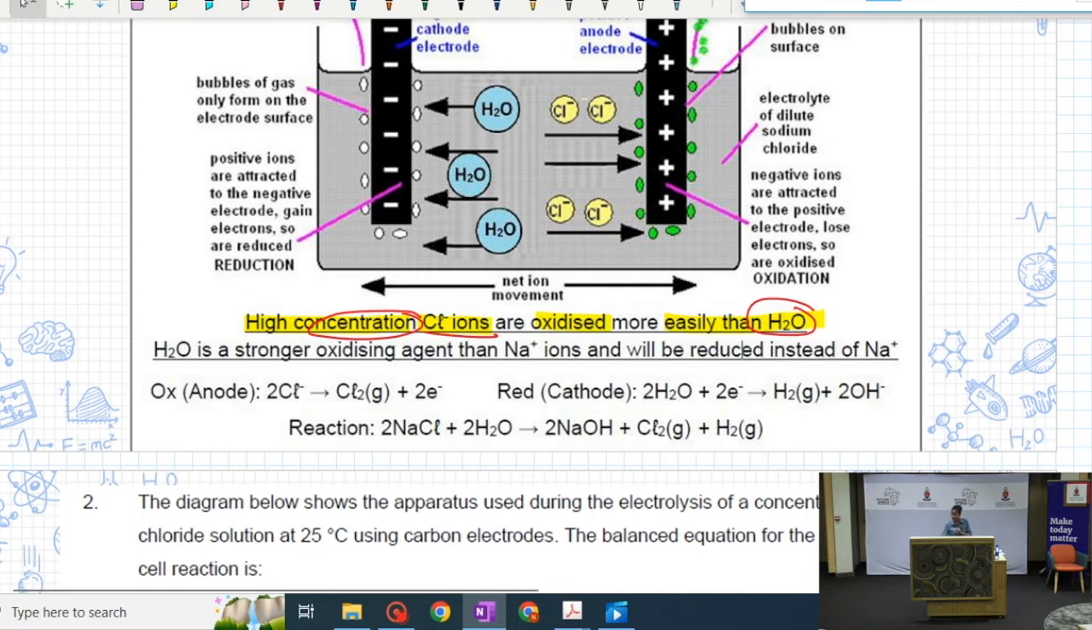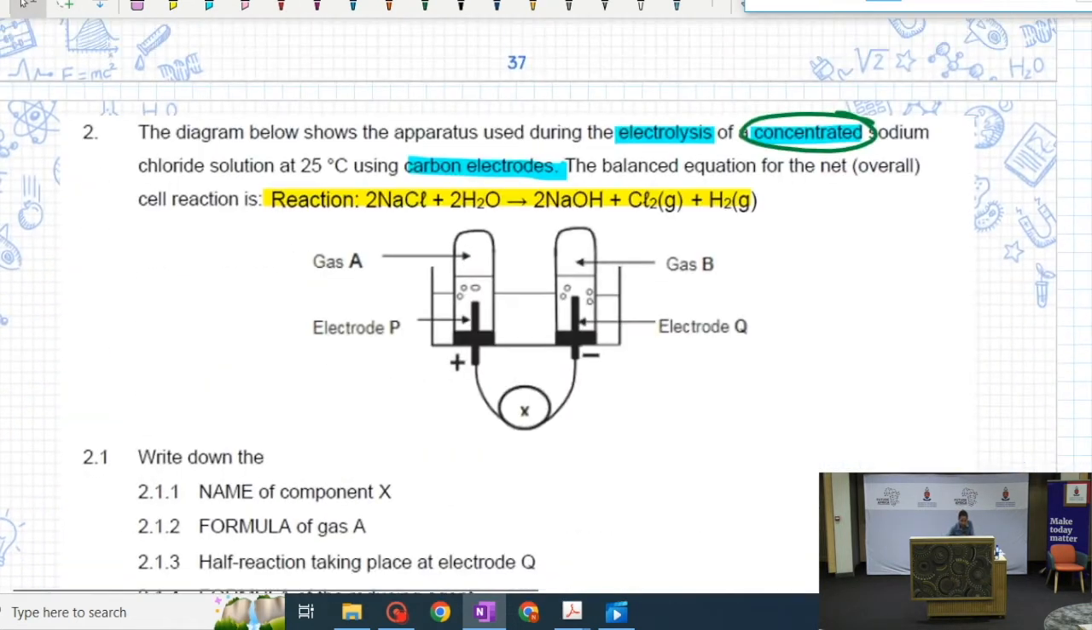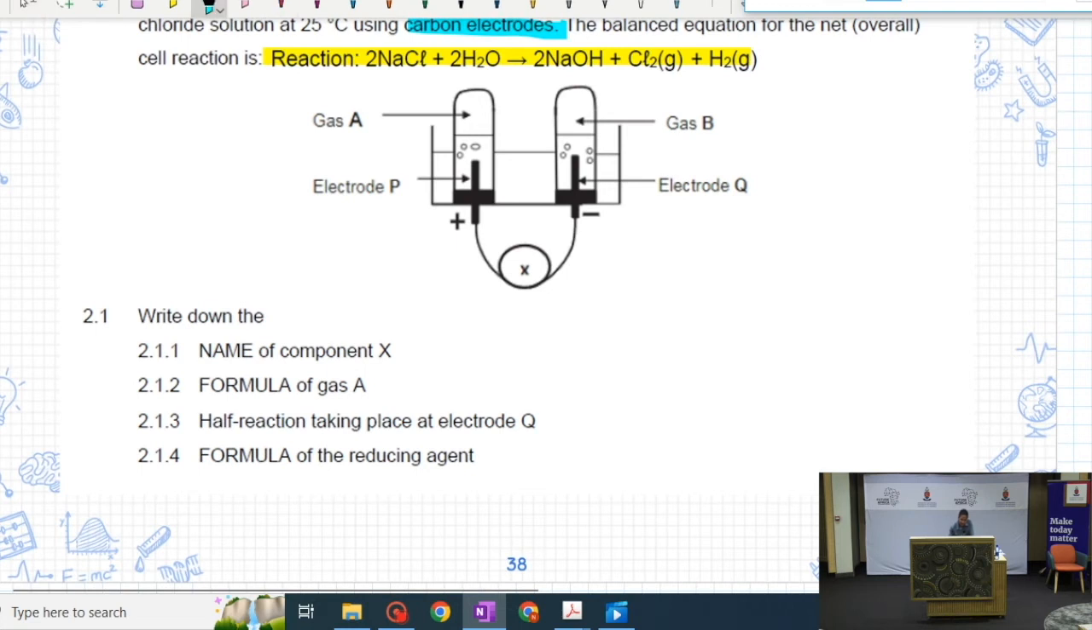Are we happy? Okay, so over here they said write down the name of X. You all said you're very good at this section, so what is X?